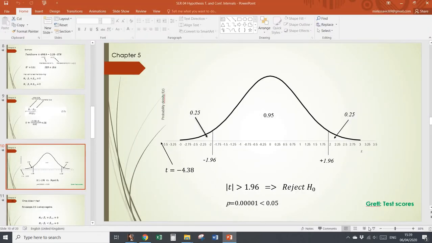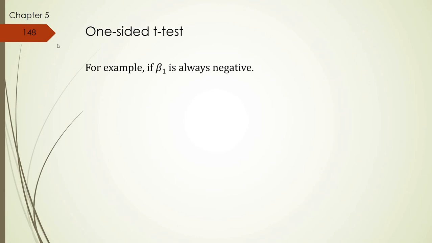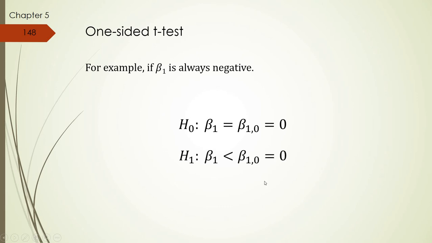Okay, let's go back to our presentation. We can also conduct the one-sided t-test, but we cannot use the software here. We need to do it by ourselves, but it is actually really straightforward and very easy. For example, is beta 1 always negative? So the null hypothesis will be that beta 1 is less than the hypothetical value, which is 0.